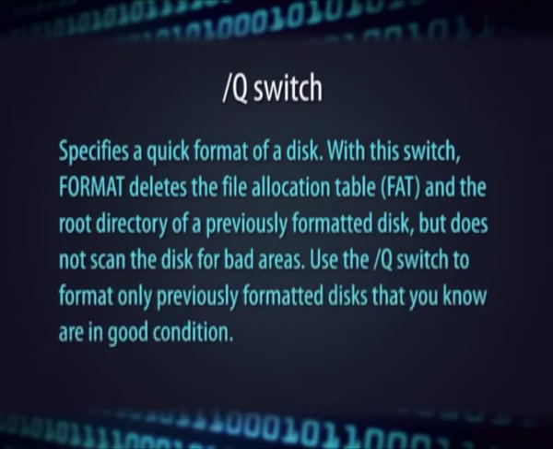With this switch, format deletes the file allocation table (FAT) and the root directory of a previously formatted disk, but does not scan the disk for bad areas. Use the /q switch to format only previously formatted disks that you know are in good condition.